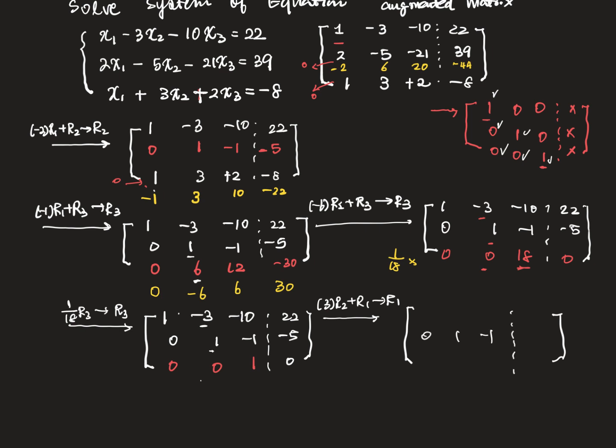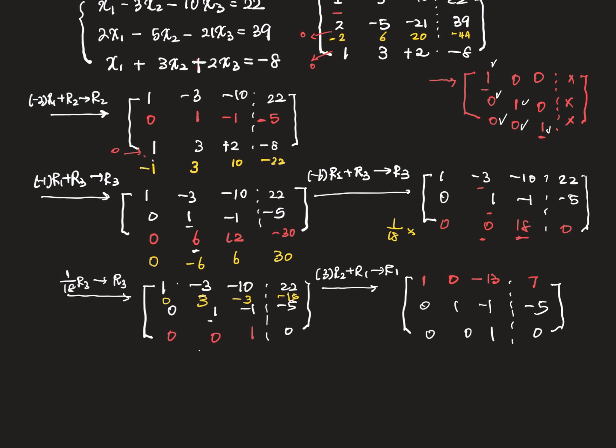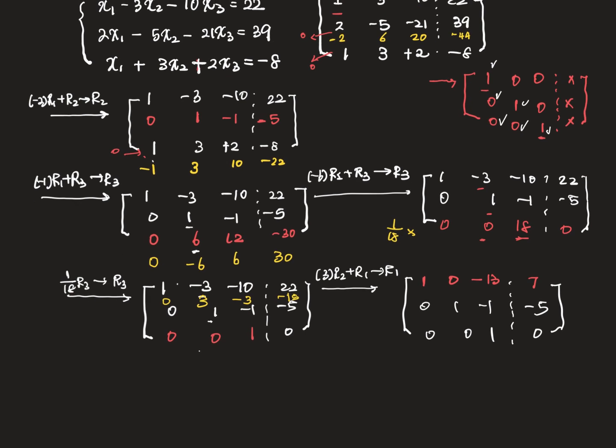0, 1, negative 1, negative 5. Third doesn't change: 0, 0, 1, 0. So first row, let's go here. R2 times 3. Here is a 0. Here is a 3. Here is a negative 3. Here is a negative 15. Guys, make sense so far? So what do you have here? 1, 0, negative 13. Here is a 7. Oh, yep. Now, what do you have here? Here this one is still negative 1. We make a 0. Here is a negative 13, guys, right?